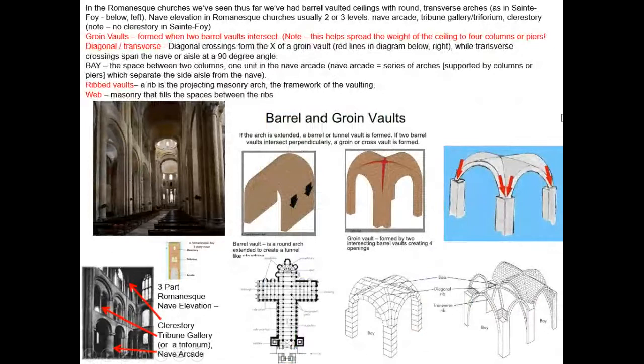In the Romanesque style, for sure, we've had the round arches and what we call transverse arches. That would be an arch straight across from one piece to the other, directly across from it. We are usually going to see nave elevation in Romanesque churches being two or three levels, always the nave arcade, and then either the tribune, possibly a triforium or a tribune, and then a clerestory. Notice that we don't have clerestories in some of them, so usually it's two or three levels.